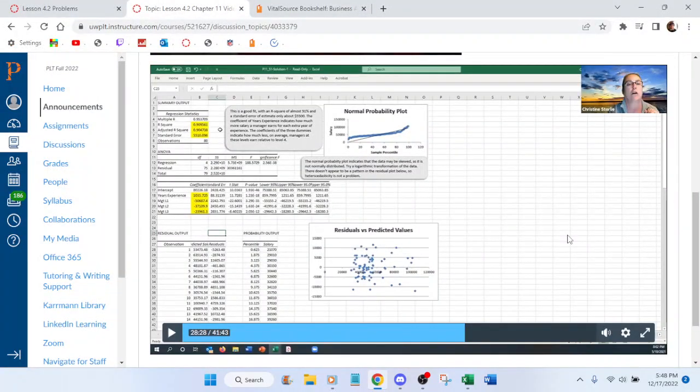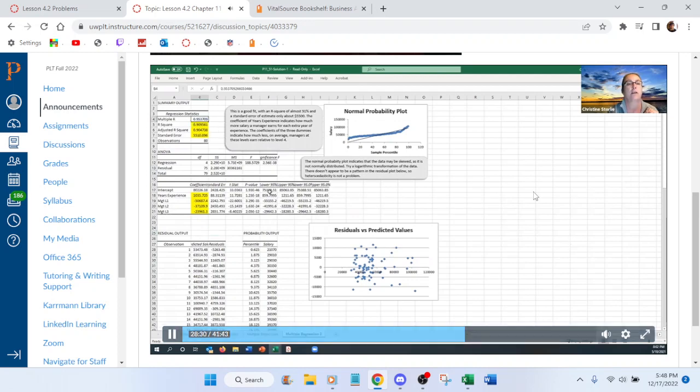The normal probability plot indicates that the data may be skewed as it is not normally distributed. Try a logarithmic transformation of the data. There doesn't appear to be a pattern in the residual plot below. So why is she doing that? It didn't even ask you to do that.